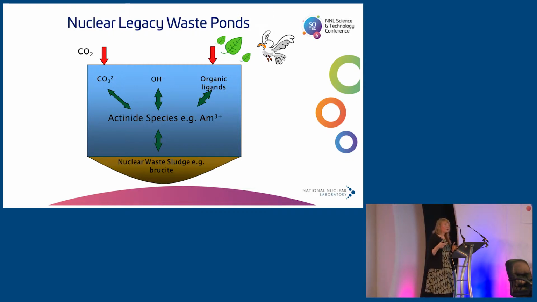And these ponds are open to the environment, so carbon dioxide dissolves into the ponds from the atmosphere to make carbonate ions. We've also got plenty of hydroxide in there, as the ponds are about pH 11. We've also got organic ligands, which come from the dead plant and animal matter that can fall into the ponds and decompose to produce ligands that complex to the radionuclides.